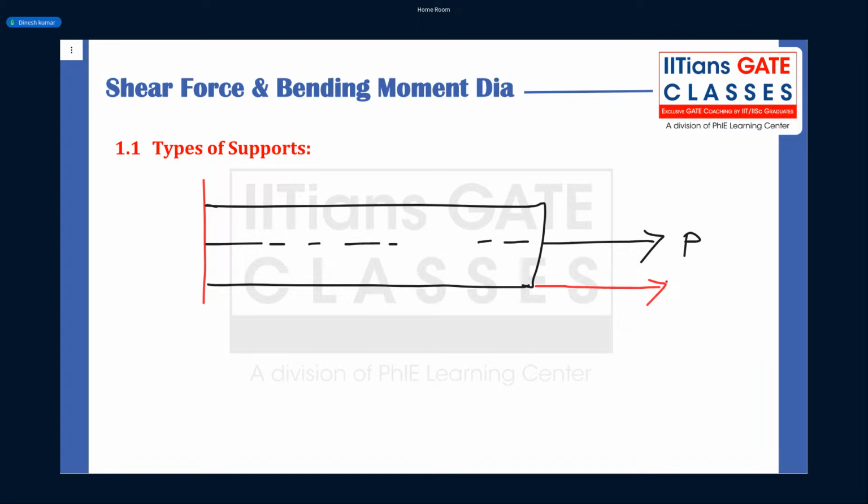Priyanka, in this case now, what is going to happen? This is the first case, and this is the second case. Due to this eccentricity, when you shift this load to the center position, it will be shifted with a point moment, right? So it will be PE. This is how these point moments are generated. And this point moment is nothing but a bending moment, right? It's about the lateral axis. Clear?